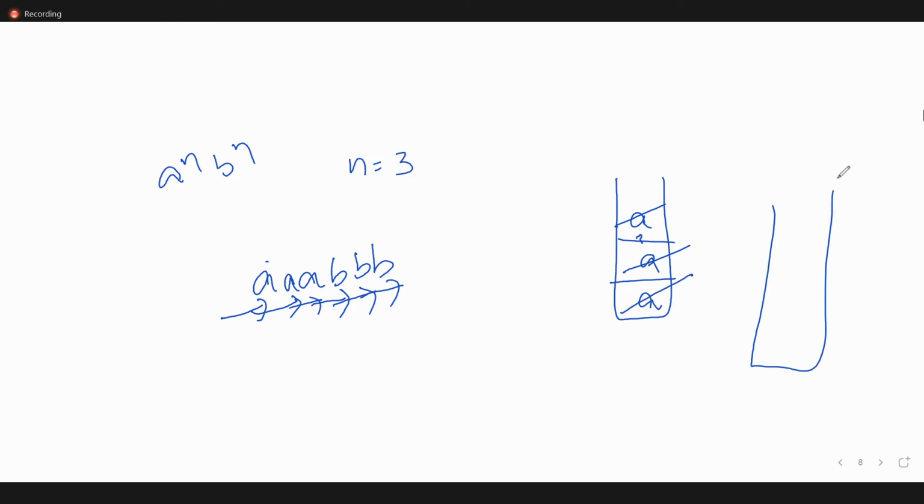Empty stack. So, when you see an empty stack, it means here the number of A's and the number of B's are equal.